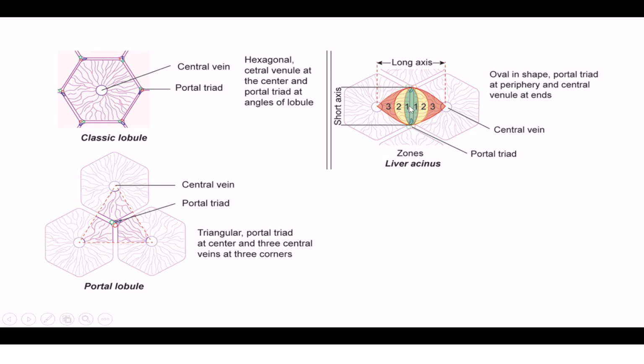So oxygenated blood is more present here. In hypoxia, this is the last zone to be affected and this will be the first zone to be affected. In case of toxins, this will be the first zone to be affected and this will be the last zone to be affected.